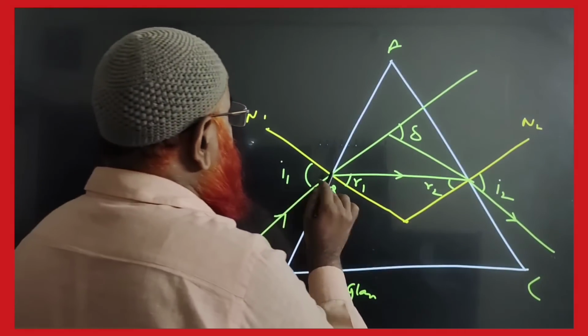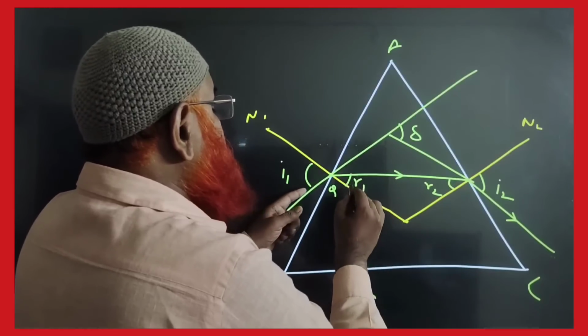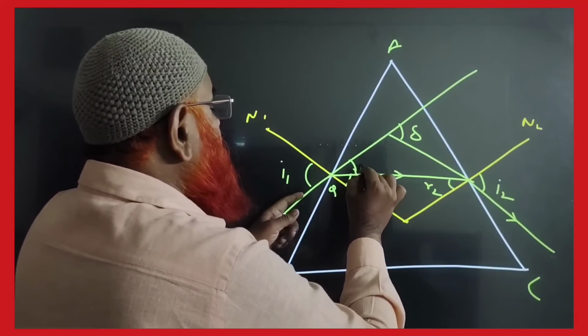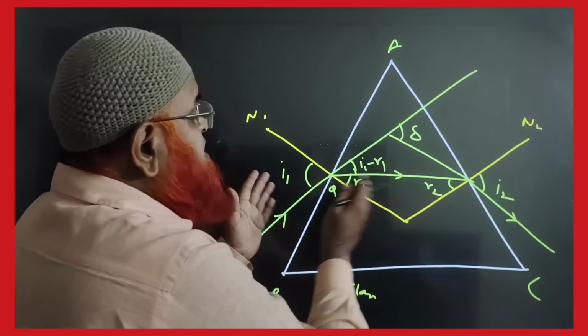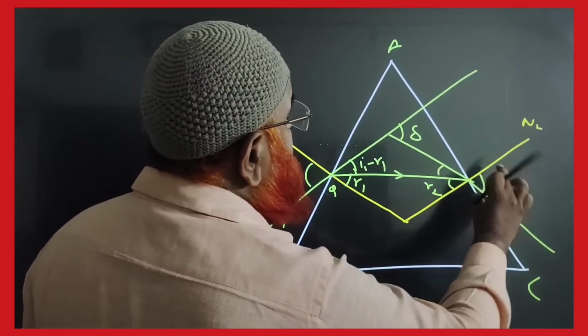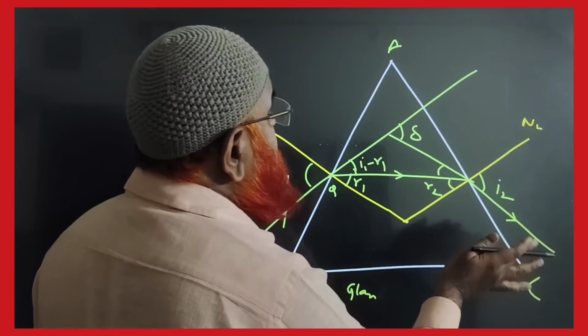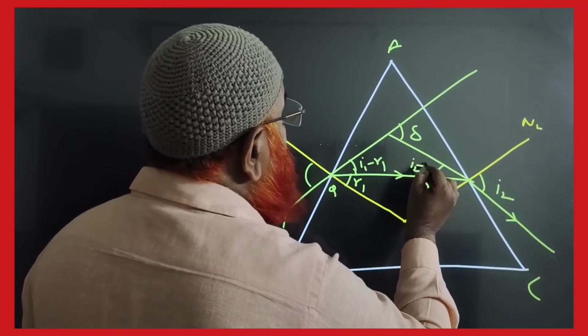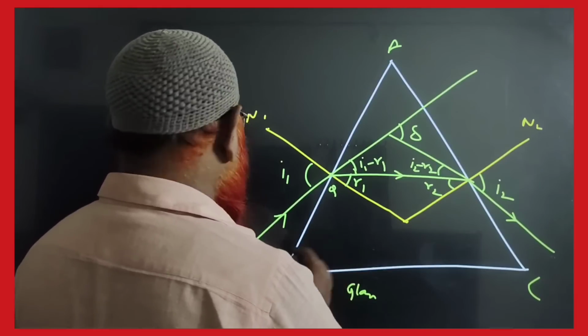Now, here this is I1, this is R1. Actually these two are vertically opposite angles. What is the remaining angle now? I1 minus R1. This is also I1 only, since vertically opposite angles are the same. But what is the remaining? I1 minus R1. Here, this total angle is I2, but if you remove R2 from I2, it becomes I2 minus R2. Is it okay?